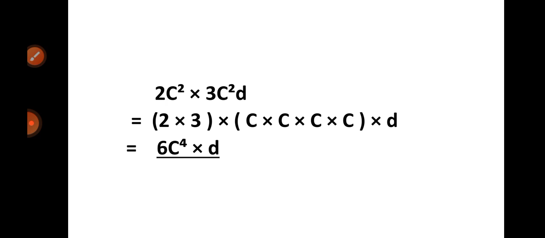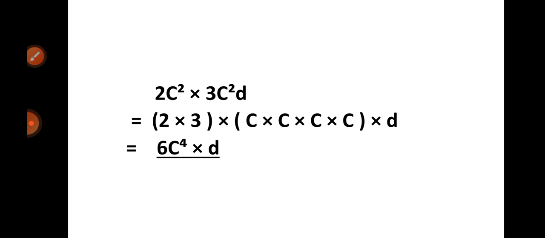Now 2 times 3 is what? 6. How many c's do we have? 4 c's. That means c to the power 4, and times what? How many d do we have? Only 1 d. So that means we have 6 c to the power 4 times d. This becomes our final arrangement, as simple as it is.